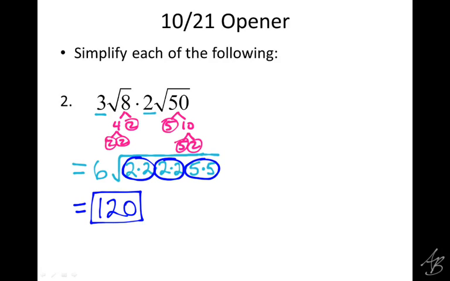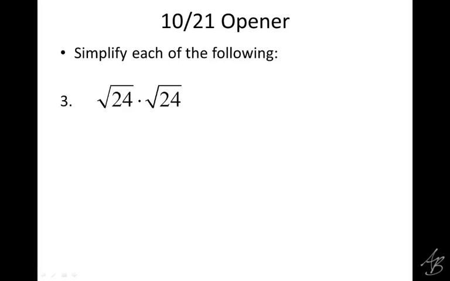Last one. We have the square root of 24 times the square root of 24. This is a multiplication problem also, right? Now, I'm going to do this problem two ways. The second way is going to be kind of a shortcut, but let's do it the way we have been for now. We don't have any coefficients to multiply together, so we'll go ahead and start by doing factor trees.